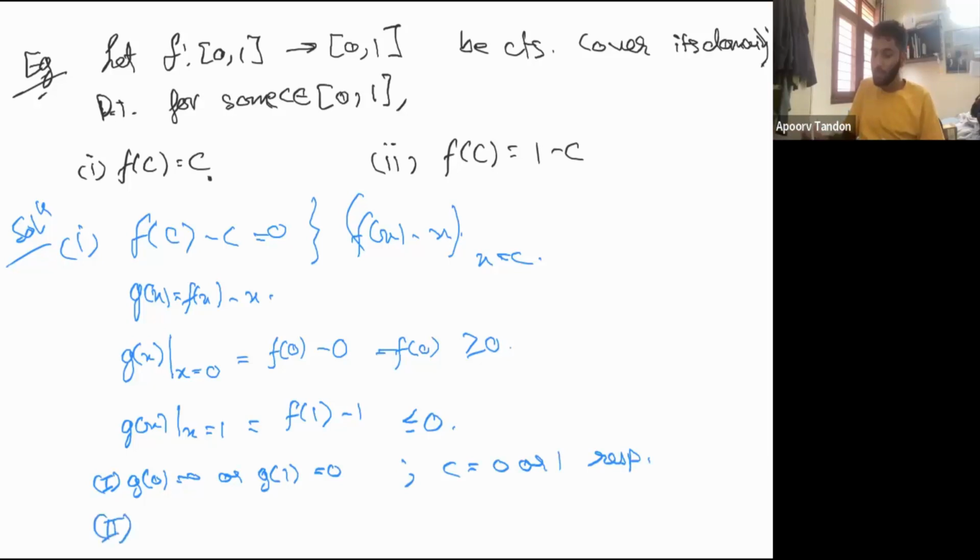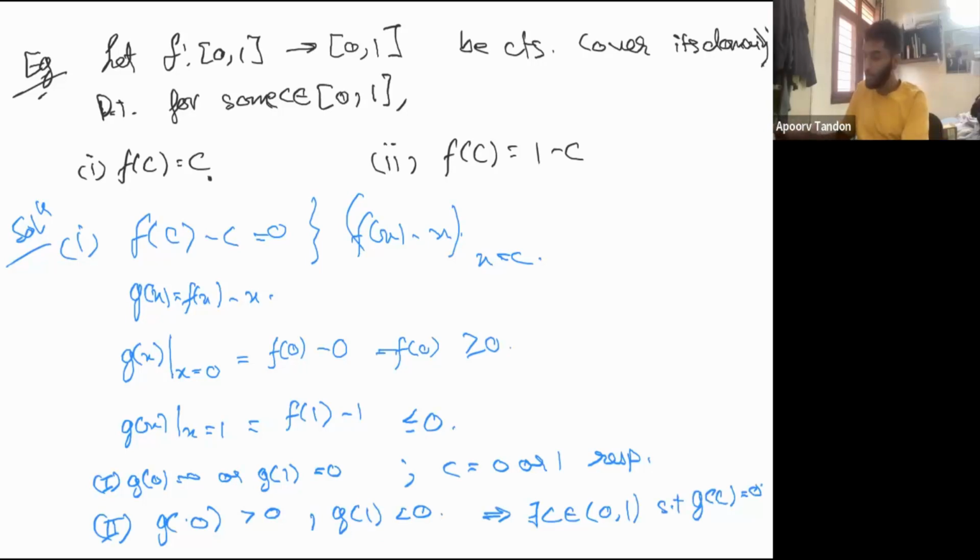The second case is that neither g of 0 nor g of 1 is 0. That means that g of 0 is strictly greater than 0 and g of 1 is strictly less than 0. This, by the first corollary, means that there exists some c in the open interval 0 to 1 such that g of c is 0. And we know that when g of x becomes 0, f of x is equal to x. So g of c equals 0 is equivalent to saying f of c is equal to c for some c belonging to the open interval 0 to 1. So using these two subcases, we have proven the first subpart of what this question is asking us to do.